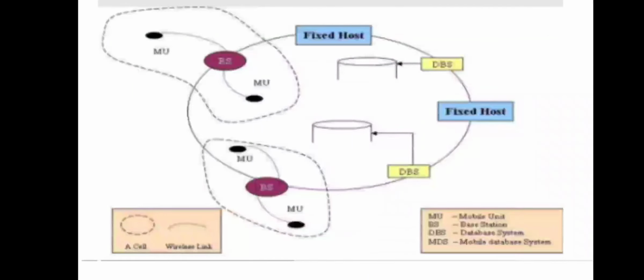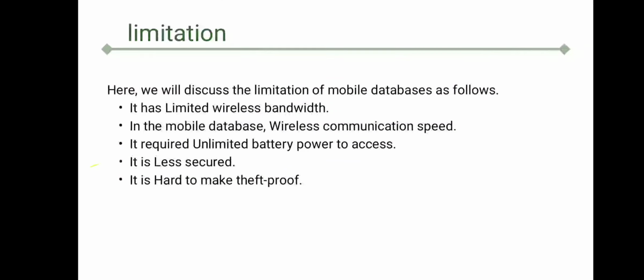See, mobile unit has different locations. Fixed host has its own database server where it is stored, and database system. So dotted lines are the cells, and wire links are the normal circle or ellipse where it is stored, the wireless link. The next is limitations of mobile database.